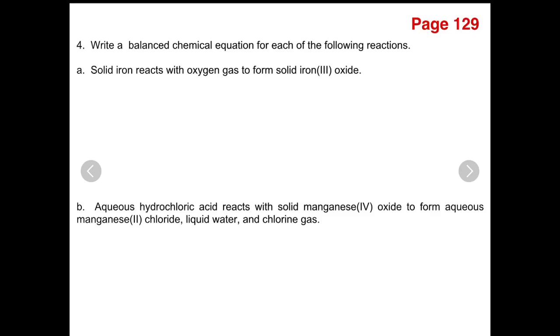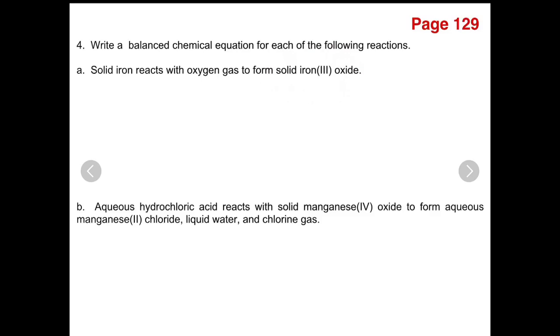For example, in this case, we are going to write a balanced chemical equation for each of the following reactions. So that means first, in order to write the correct chemical equation, you will need to know the correct chemical formula of each of those first. That's what it pretty much tells us.